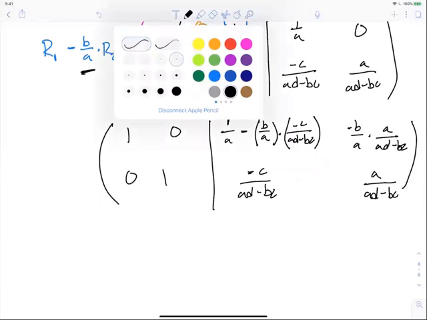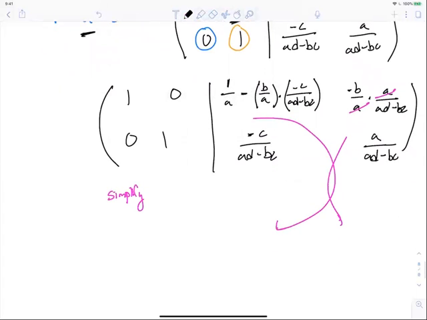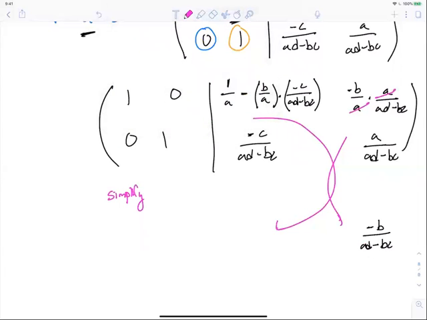All right, so let's simplify. One of them is those A's are going to cancel. So the A's cancel, and on here we have minus B over AD minus BC. And now this other one is where things get a little strange. What we're going to do here is multiply the top and bottom by AD minus BC, and that creates a common denominator.